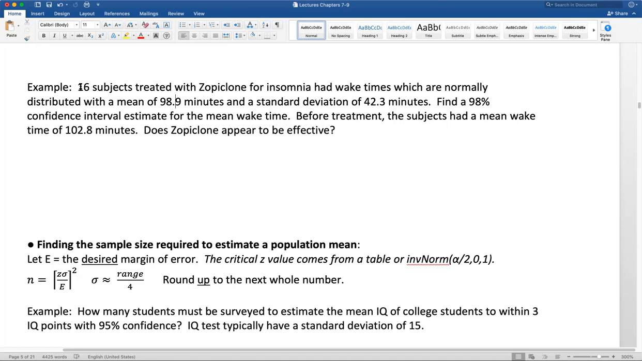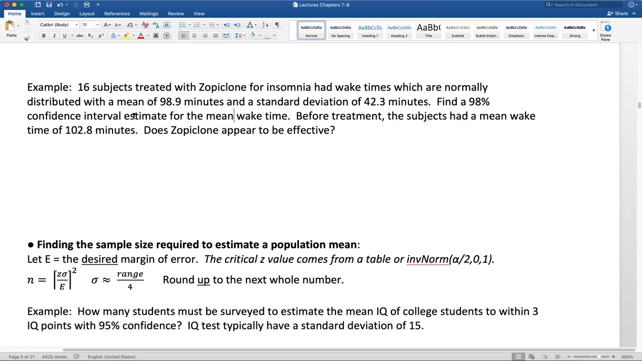Sixteen subjects treated with zopiclone for insomnia had wake times which are normally distributed with a mean of 98.9 minutes. You see that? That's the sample mean, right? 98.9, and the sample size 16. Then the degrees of freedom must be 15, right? Keep in mind that. The sample standard deviation is 42.3, and the confidence level is 98%. It means alpha must be 2%, which is 0.02.